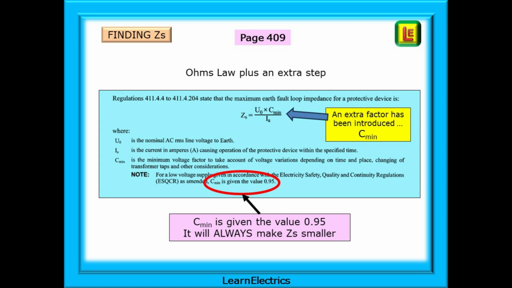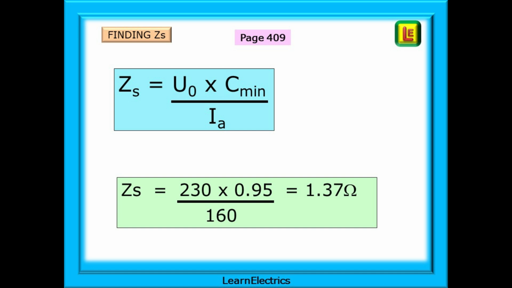Cmin is given the value 0.95, and it will always make ZS smaller. Cmin is how we make allowances for supply voltage variations. If the supply voltage drops, then ZS will be affected. So we factor in this voltage reduction from the beginning. This is the formula. We are using the letter Z for impedance instead of the letter R, and V for voltage is now U for voltage. It's just a version of Ohm's law. Look at this as Ohm's law multiplied by Cmin.